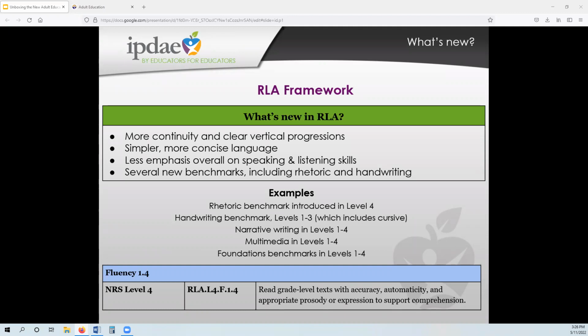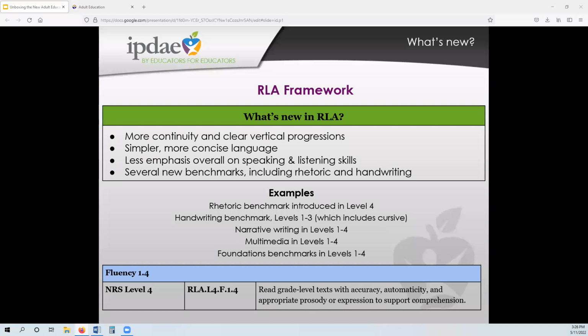You'll also see more clear vertical progression in both narrative writing and multimedia, which now include levels 1 through 4. Previously, narrative was only in levels 1 and 2, multimedia only in levels 3 and 4. Again, you'll see those nice vertical progressions. And finally, I want to highlight, again, consistent with the principles I listed before, around the importance of foundational literacy, foundations benchmarks are extending into level 4.